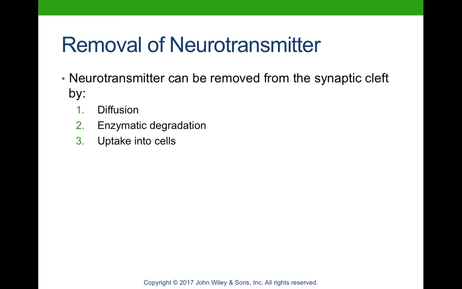A neurotransmitter must be removed from the synaptic cleft to cease the impulse, and this will happen by diffusion, enzymatic degradation, or by the neurotransmitter being taken into cells, such as the neurons and the glia.